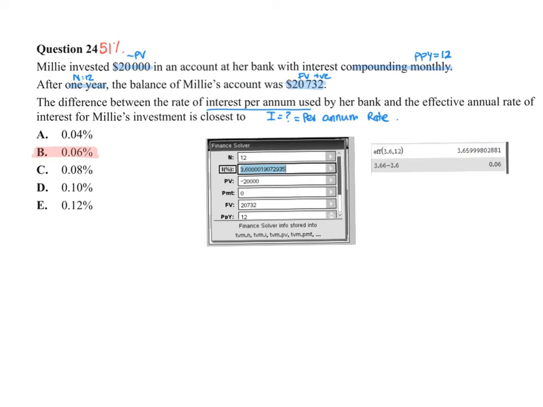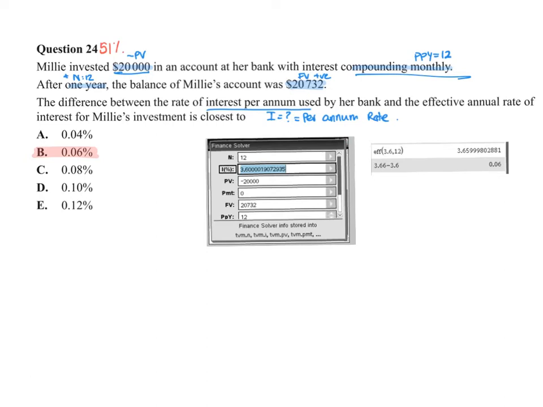Okay, Millie invested 20,000 in an account at her bank with interest compounding monthly. So if you're investing, PV is negative, compounding monthly, PPY is 12. After 1 year, so I like to write what the N would be, that would be 12 months, the balance of Millie's account was 20,732. So that's what the bank has to give her back. So that's a positive FV.